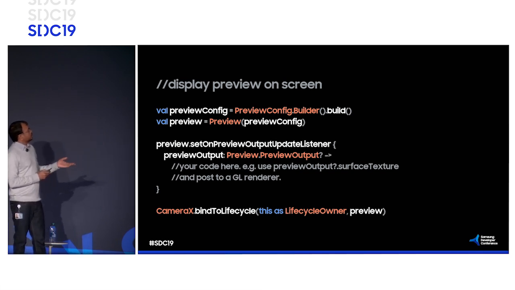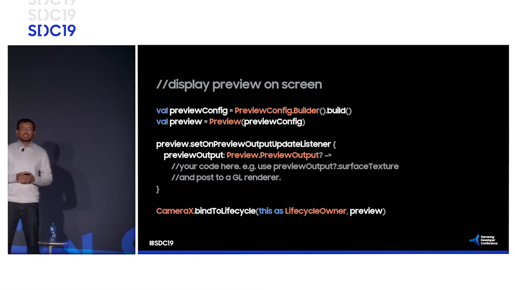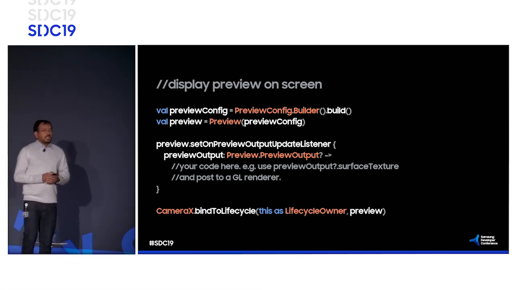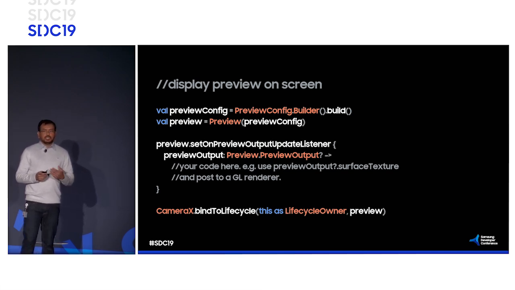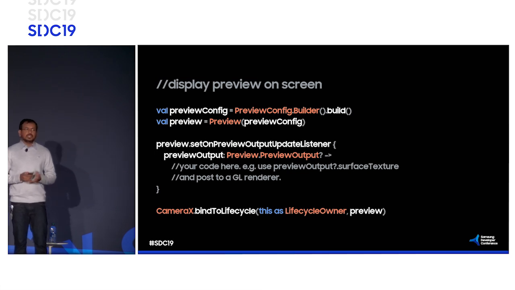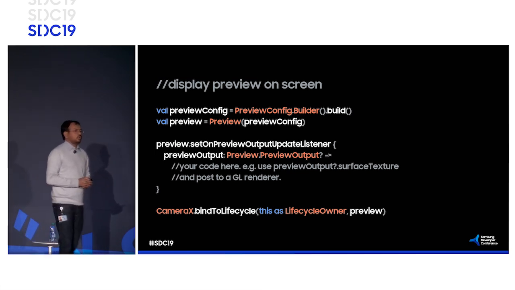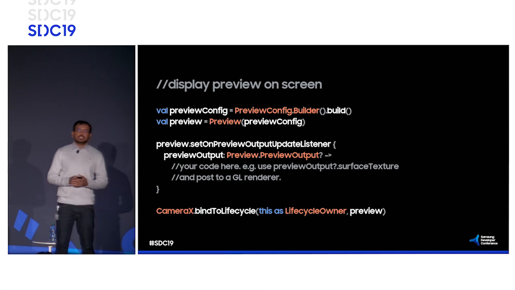So that was the setup for preview. With just simple code like this, you have the preview running on your application on your user's device. Once the preview is set up, a typical scenario for users is to open your camera and take a picture. Let's see how easy the code is to take a picture using CameraX.